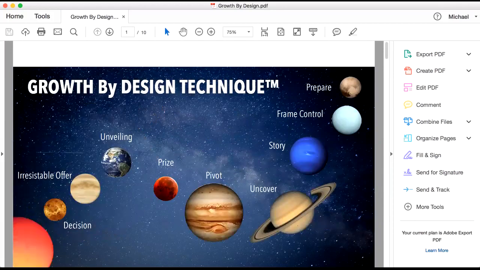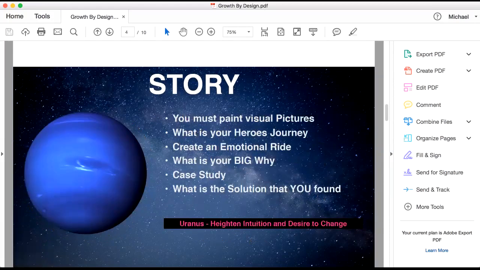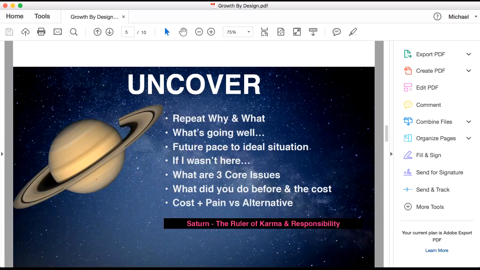Let's go back again. So preparation, preparing the environment, making sure you've got all the forms, everything, frame control. So having some sort of introductory video, taking that alpha state there, getting into the story, your hero's journey, the reason why you got into what you got into, how you found your secret elixir, which is the answer to their problems as well, pardon me. And then uncovering what is really going on for them, what it's really costing, what their ideal situation should be, and turning up the pain a little bit.